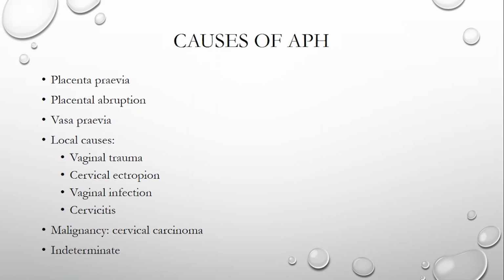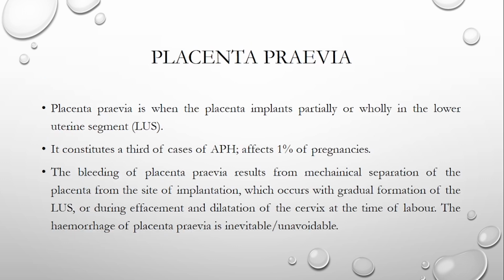Vaginal infection can also give rise to some bleeding episodes. And finally, cervicitis. One other local cause is cervical carcinoma. If the cervix is bedeviled with growth, she can bleed during pregnancy. So we shall take these causes one after the other, but we shall dwell mainly on placenta previa, placenta abruptio, and vasa previa, because these other local causes could be managed separately. These are the real obstetric causes of obstetric hemorrhage.